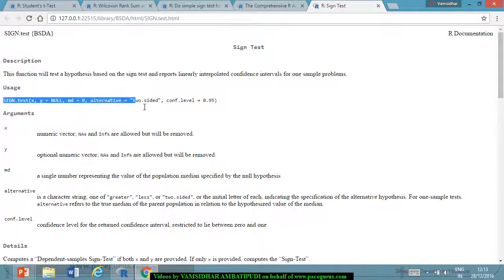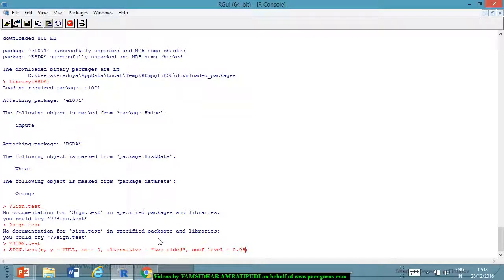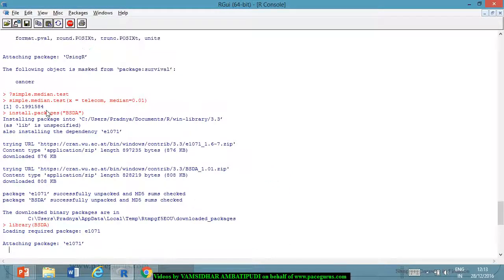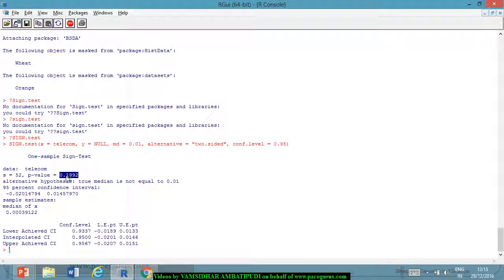So I can simply take this sign.test, right, and here I need to specify some of the things. The median value, the hypothesized median, instead of 0 I will take it as 0.01, which is 1%, and x value I will take it as telecom, y I can leave it as it is. Now this is slightly a better representation. The p-value is still 0.1992, which I have got even when we have used the simple median test, but in the simple median test I get only this, nothing else. Whereas here we are seeing that the p-value is 0.1992.